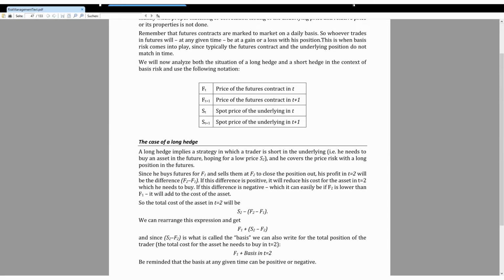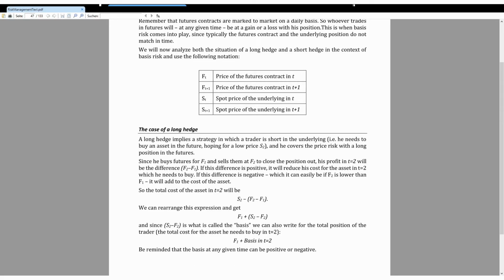In this case, for simplicity, we use only time 1 and time 2, so it doesn't look so weird. Time 1 is today, when the trader enters into a futures contract, and time 2 is the time when the futures position is closed out and the transaction in the underlying is carried out too. Now we have situations for a trader who is either in a long hedge or in a short hedge. In a long hedge, so let's look at this.